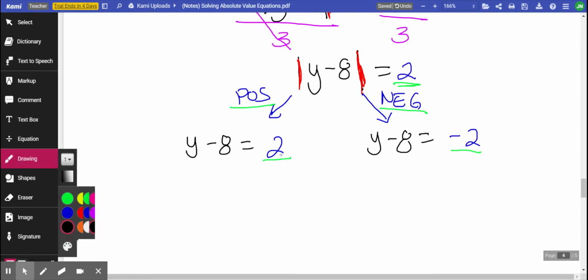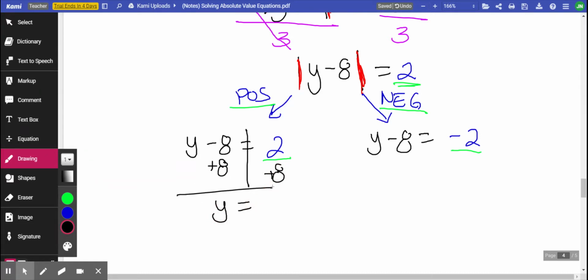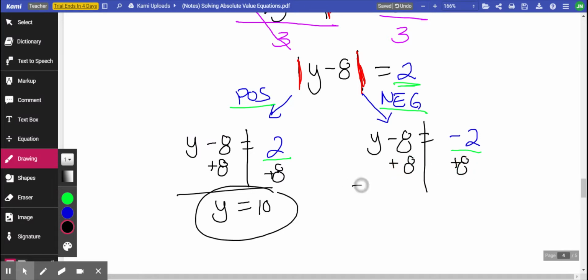Now I got to solve it. Everything else you know how to do. So we're going to add 8 to this side, add 8 to this side. We're left with y is equal to 8 plus 2, which is 10. So there's my first answer. Same thing here. Draw the wall, add 8 to this side, add 8 to this side. y is equal to negative 2 plus 8. That's going to change a little bit. That's going to be 8 minus 2, which is positive 6. Remember, when you have opposite signs, you have to subtract. So there you go. You have your two answers.